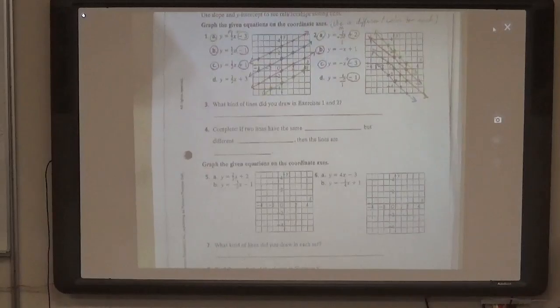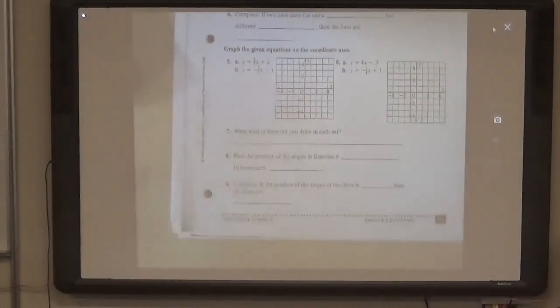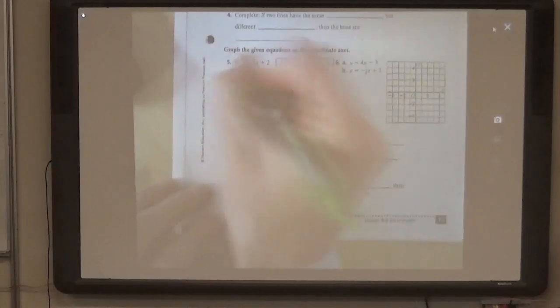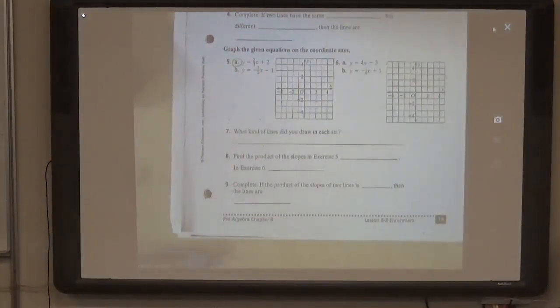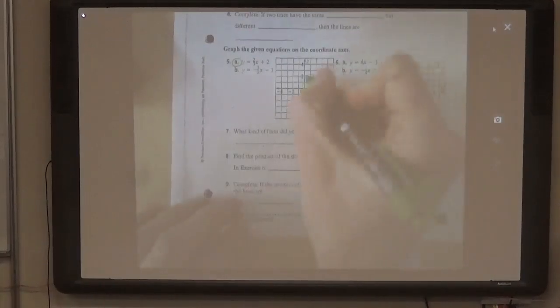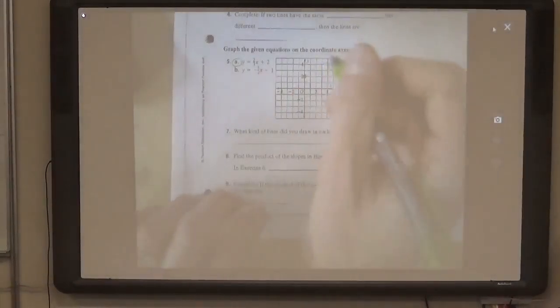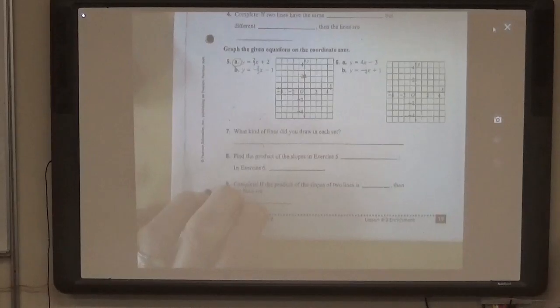Now, let's go to number 5. Skip down to number 5. These are different equations. All right. So let's start by graphing A. What's the y-intercept in A? Laura? Yep, so mark +2. What's the slope? Caleb?